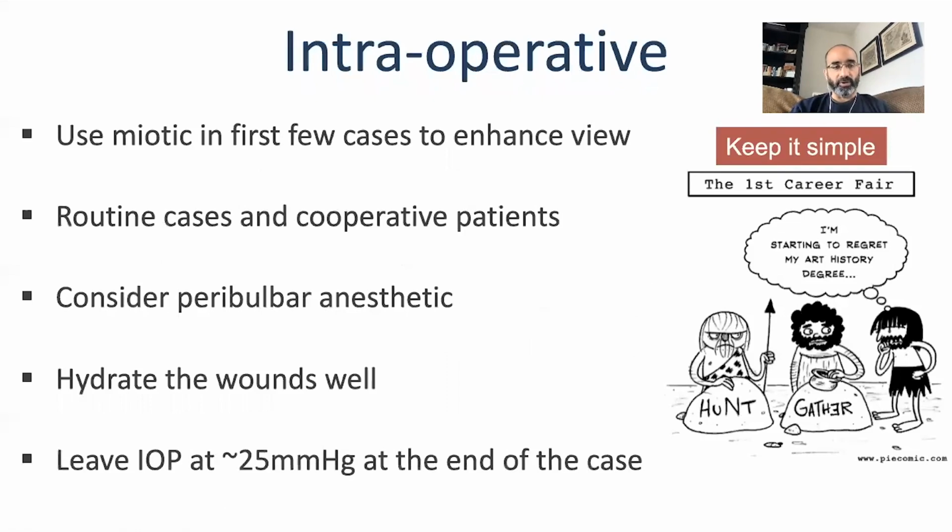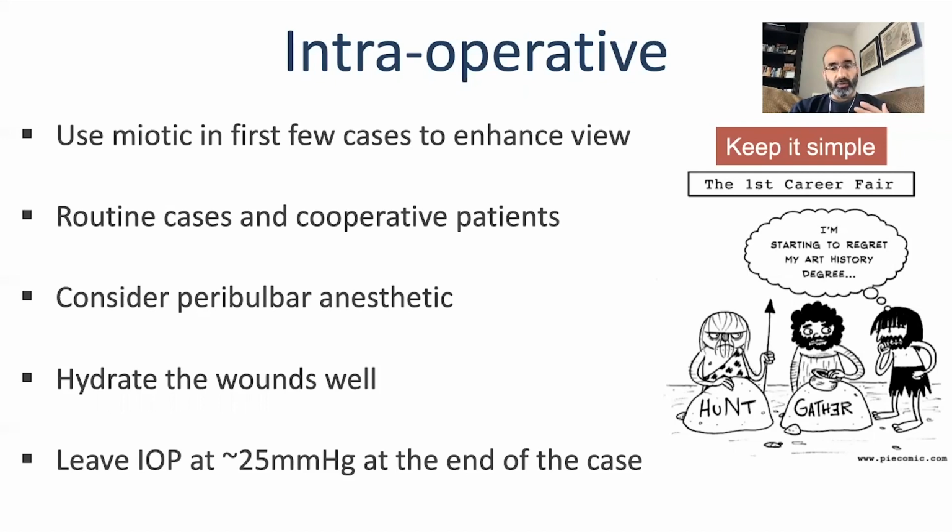Well, what about intraoperatively? You can use miotics in your first few cases, and in that case, it'll enhance your view to the angle. And of course, this is with standalone, or if you're doing it subsequent to the cataract surgery, just to give you a little bit more protection, and also it gives you a little bit more visibility of the angle structures. Try and pick routine cases with cooperative patients, and consider a peribulbar anesthetic to just calm everything down. Even if you're a topical anesthetic type surgeon for cataract surgery, you might want to consider using peribulbar for the cases when you're first starting out with angle surgery.